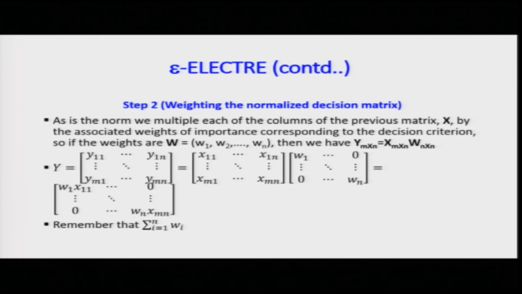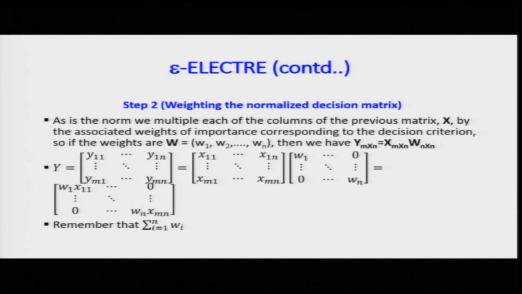So, if the weights are given as W1 to Wn, remember the sum of the weights should be 1. Then we have Y, which is the matrix given by the multiplication of the X matrix and W. W is a vector here, we will convert it into a matrix. So, the cells of Y would be given by x11 multiplied by W1, similarly the second values and so on. Once we have that, we will proceed and find out the values.